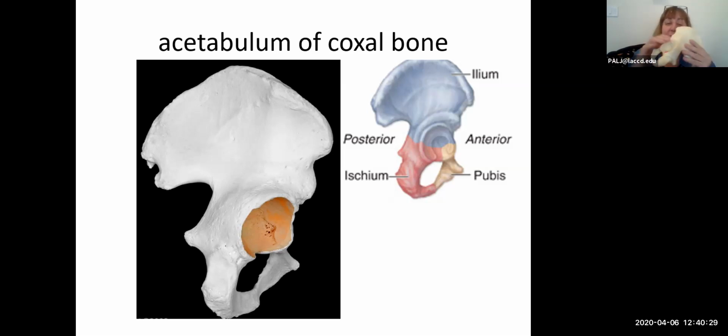What used to happen is they would take this part, this acetabulum, on a horse or a cow or something, and break off that part of the bone, and that's what they would drink wine from, because wine is basically vinegar.